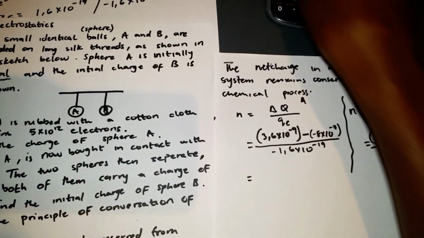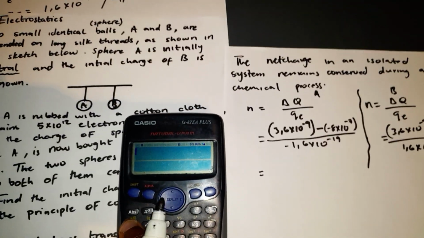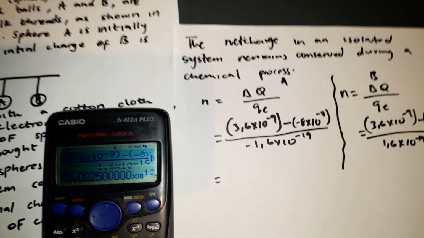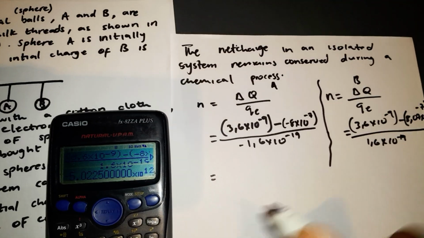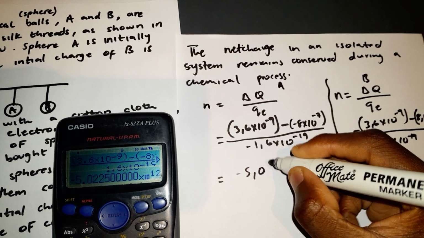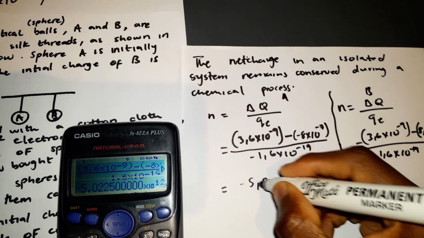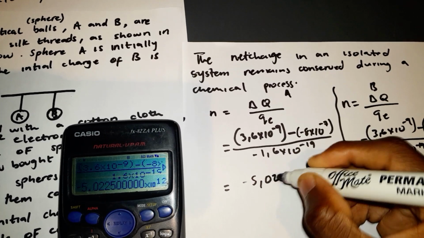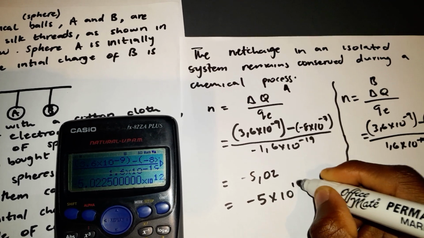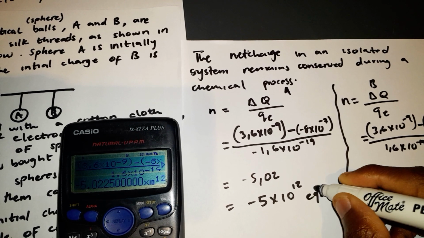So let's use our calculator. So we did this one on the calculator. Our final answer is negative 5.0. Let's just round it off to a whole number. Since it's gonna be 0.2, let's just round it to a whole number. It will be electrons.